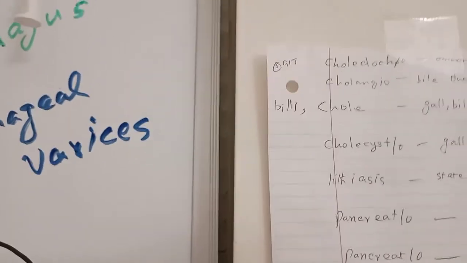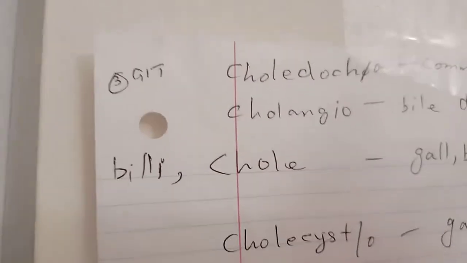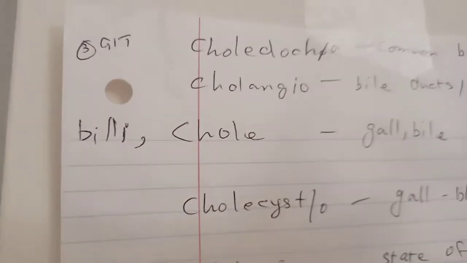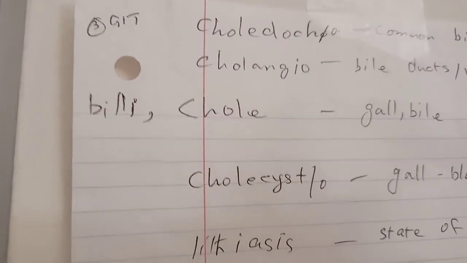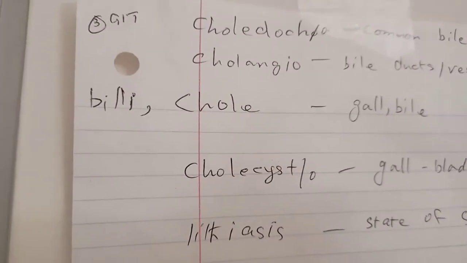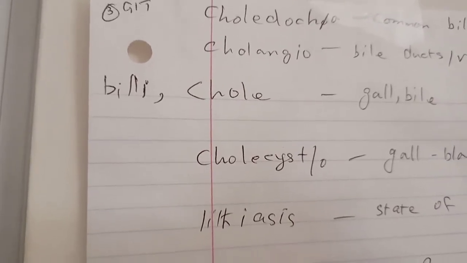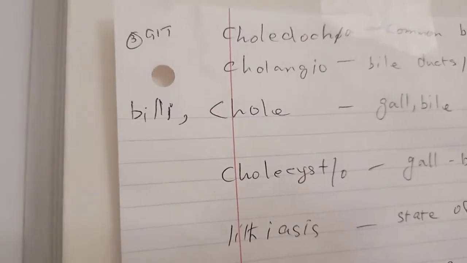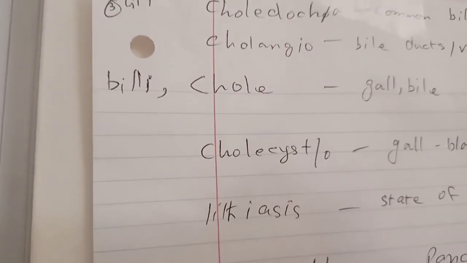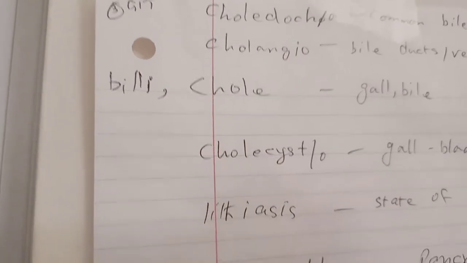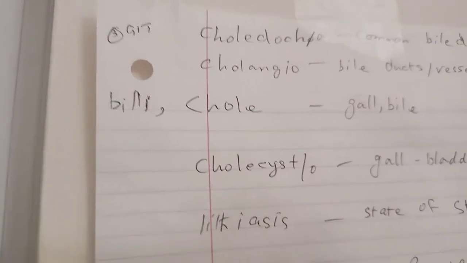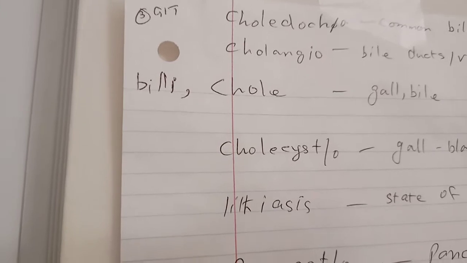There are two more words here. I want to show you here. This one, choledocho. Choledocho means common bile duct. Choledocholith, stone in the common bile duct. Choledocholithotomy, making a surgical puncture or entering into the common bile duct to remove the stone.